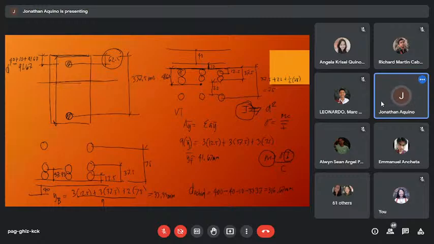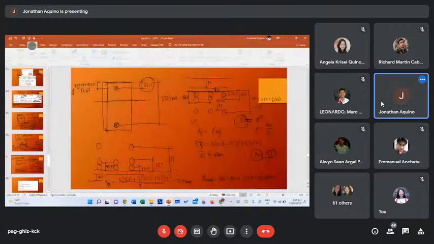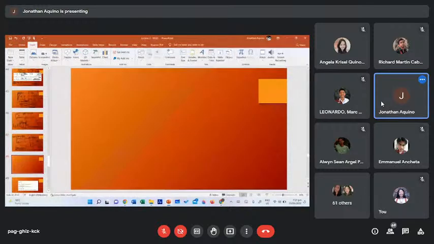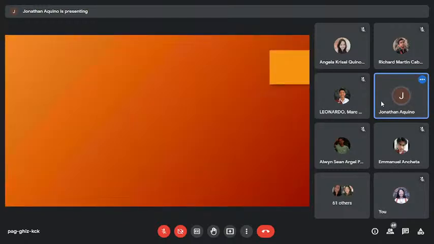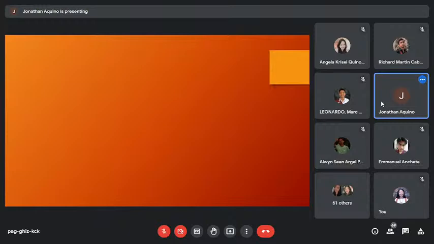So, from this, we are going to determine the moment capacity of the doubly reinforced rectangular beam na dinedesign natin. So, dagdag tayo ng slide. Okay. So, balik tayo sa investigation of this problem.